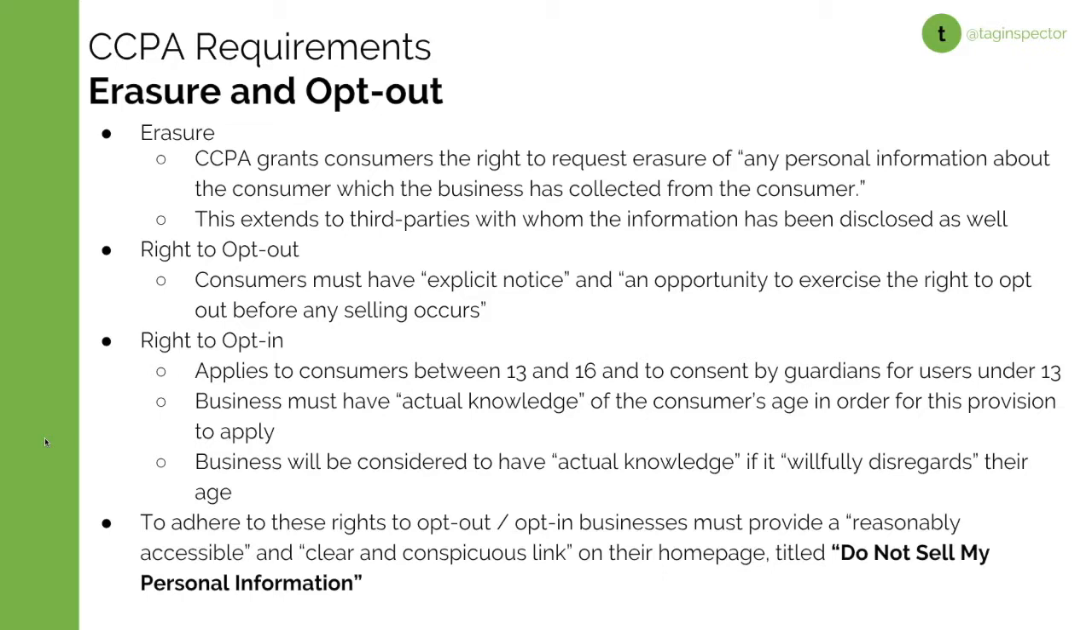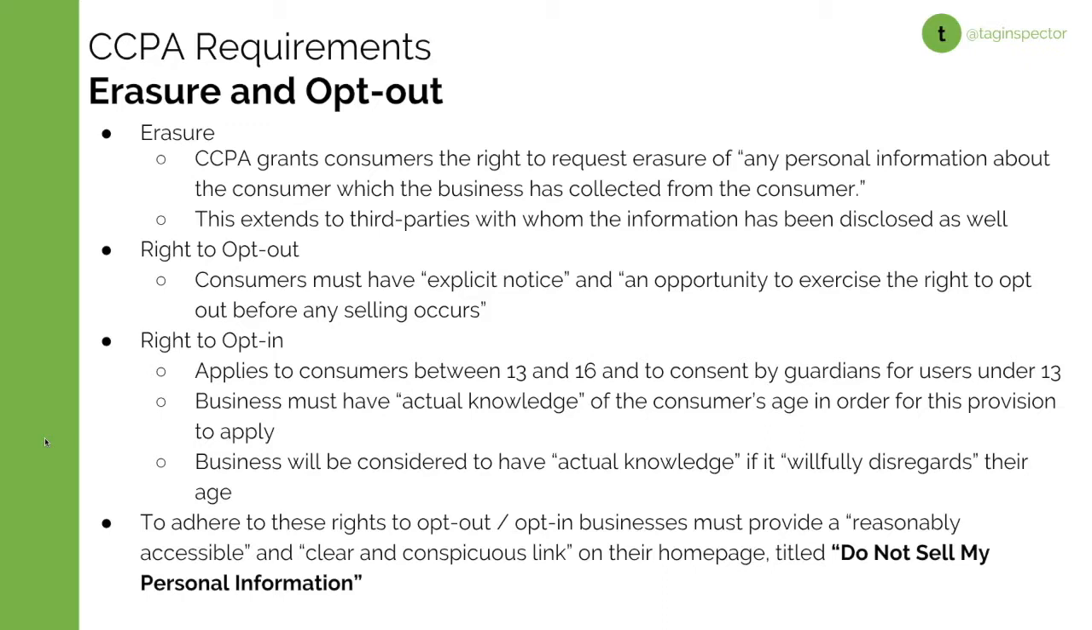So you can't collect personal information about those users until they have opted in. And then for users below the age of 13, that right to opt in lies with their guardians. Now, one concern with this is, how do I know the actual age of an individual user? It is specified that businesses must have actual knowledge of the consumer's age in order for that provision to apply.